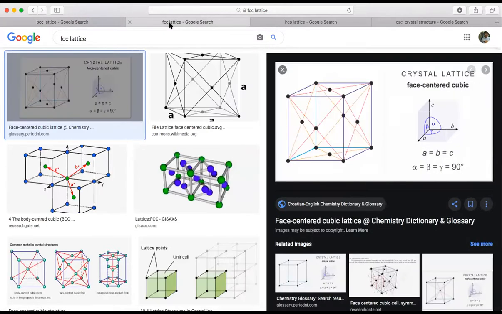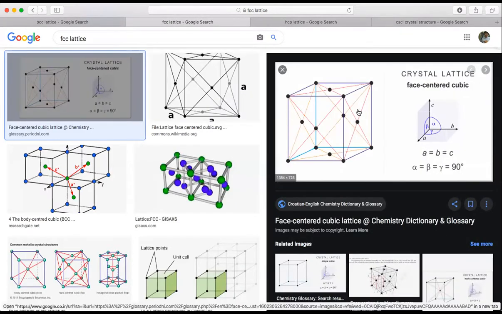Okay, so that's BCC. This is FCC. So you have cubes, and all the faces of the cube have points at the face center. And you repeat this, so you have an FCC lattice.